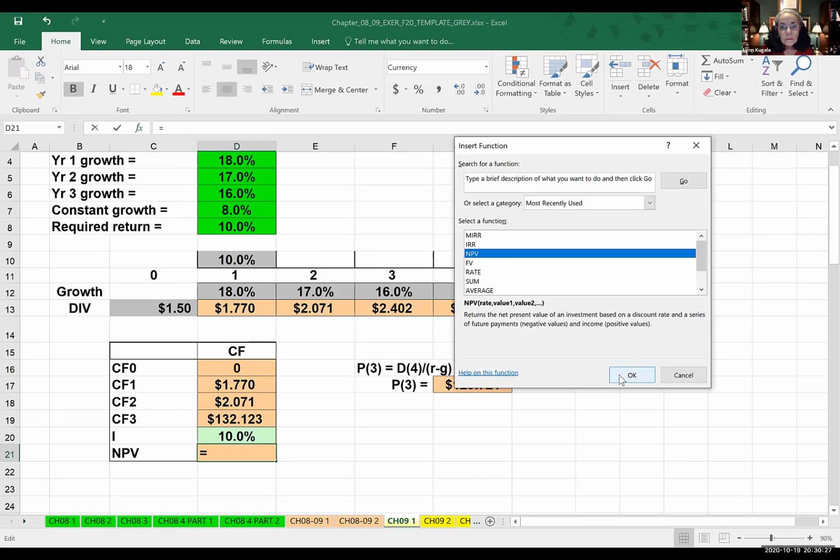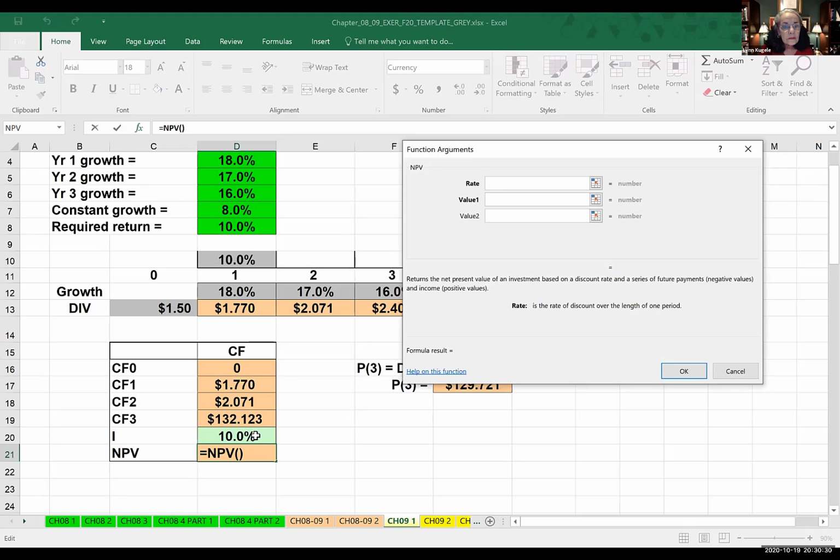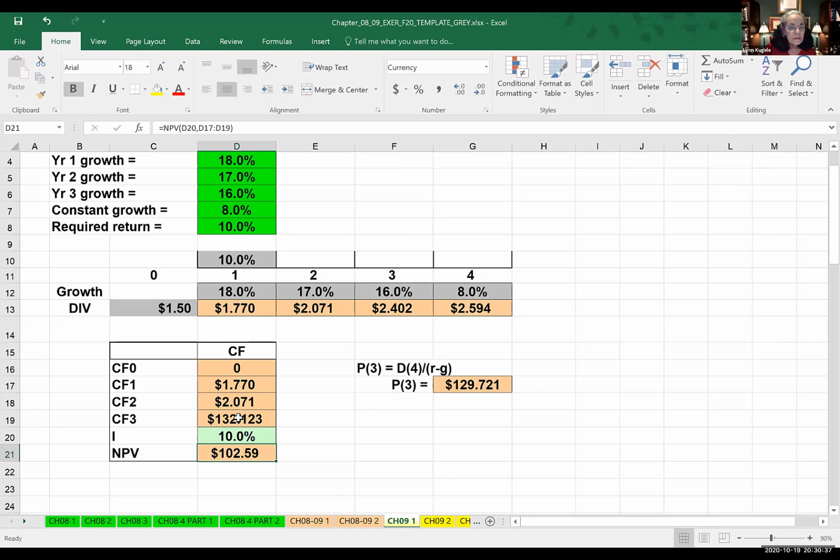Okay, the rate is 10% and the values are... 102.59. Do we need to do that in the calculator? I can get it for you if we need to. You need the instructions for it? Hang on, let me get the little guy up here. Do we need to go through and solve that in the calculator? If it's all right, I would like to see it.